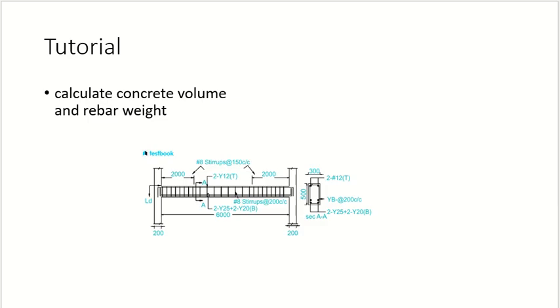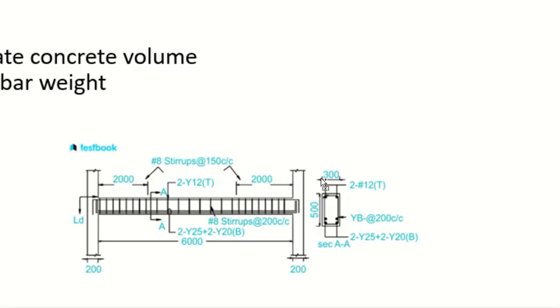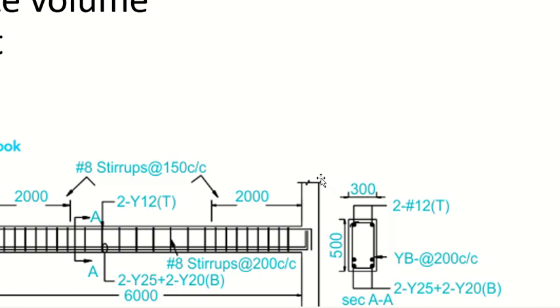Now we will have the steel. We have two types of steel here. In the beam, I have two types of steel. What two types? Y12 and Y25. Okay. This is one way to put it. Which one is it? Any other?